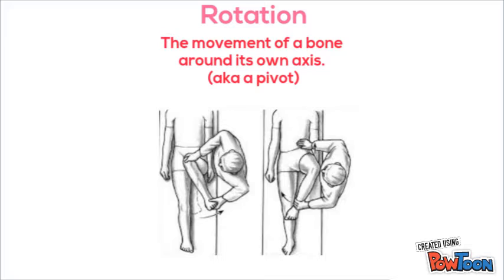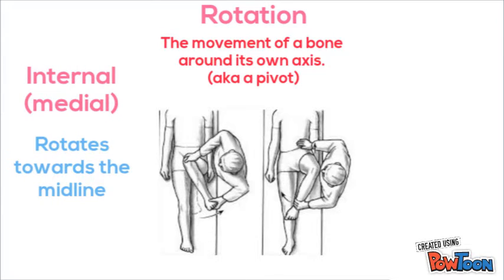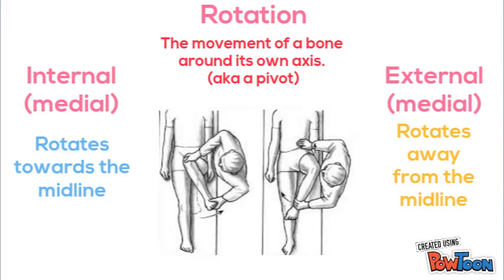Internal and external rotation. Rotation is the movement of a bone around its axis. Internal rotation means rotates towards the midline. External rotation means rotate away from the midline.